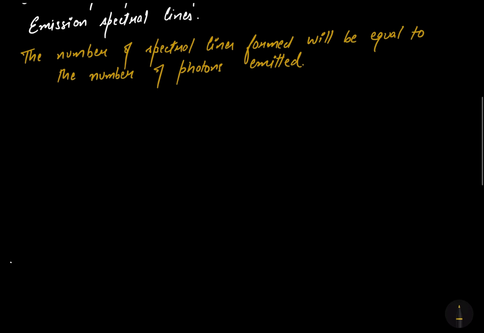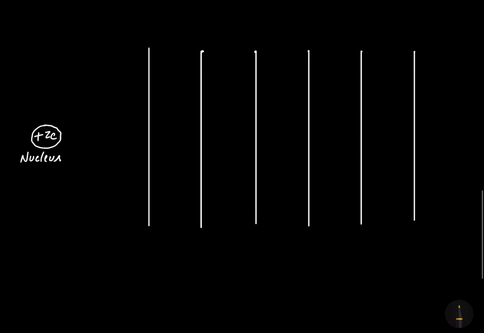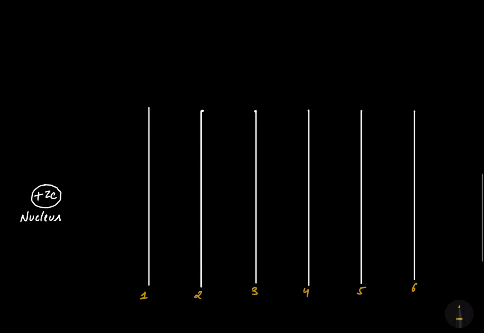Now this is the diagram that I have made for you. I have taken the nucleus and I have taken the 6 orbit numbers. Now it's the orbit number 1, the orbit number 2, the orbit number 3, the 4, the 5 and the 6. Now assume that electron is present in the first orbit. Let's take it as an example of hydrogen. The electron is present in the first orbit.